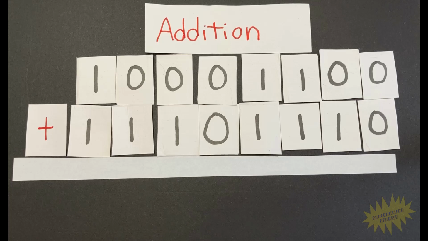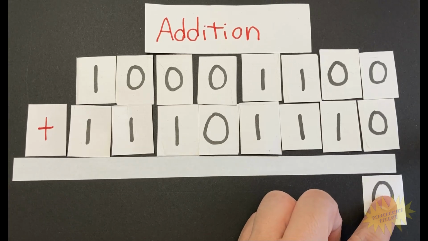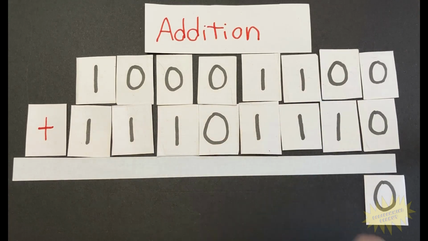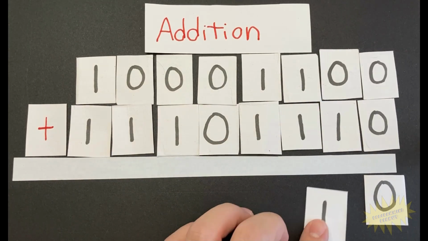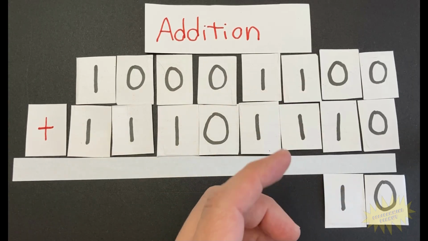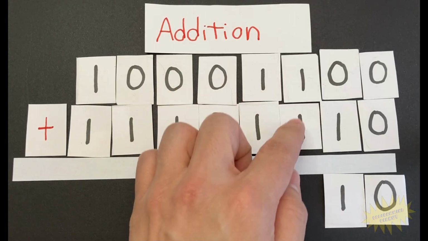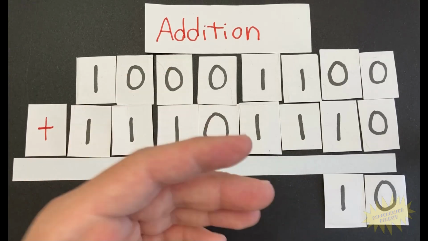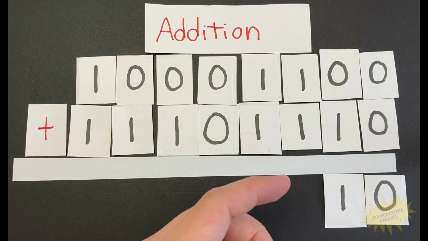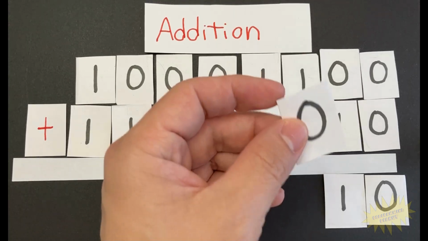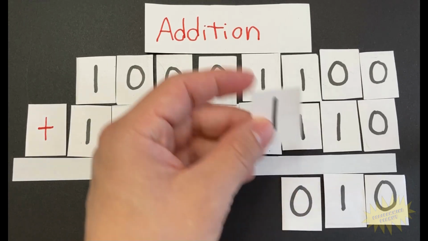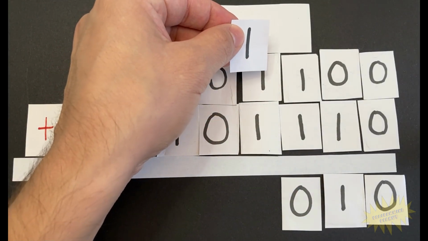So 0 and 0 is of course 0. So this one's easy. Here, we add 0 and 1. That, of course, will give you 1. This one here is a little bit more tricky because we're going to be adding 1 and 1, but because we're dealing with binary numbers, our answer is not going to be 2, but instead it's going to be 0. We're going to have that carryover 1, and it's going to go up here.